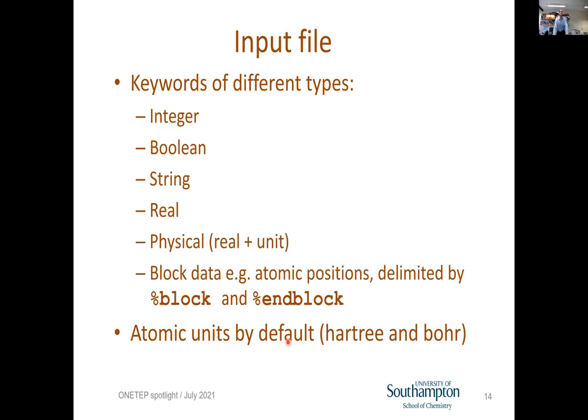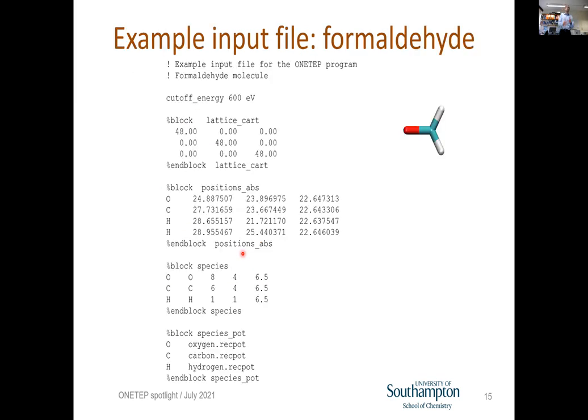So this is the input file. It has keywords of different types, you know, integer, Boolean, string, real, physical, that come with units, although they have default units, which are atomic units, but you can also put other units. And we have also data in blocks. And this is an example of how a very simple input file looks.